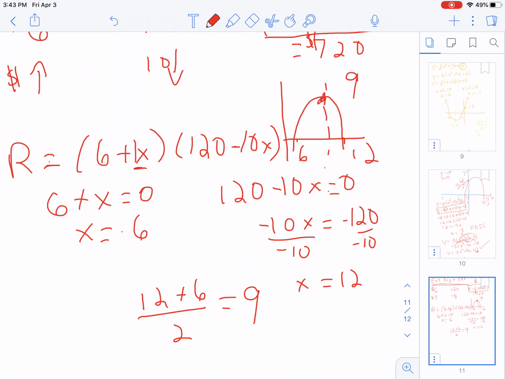Oh, oops, that's -6. That's where I went wrong. Backtrack. Sorry, guys. That's going to change everything. I thought that was high. So this becomes 12 take away 6, because it's 12 plus -6. So 12 take away 6 is 6, divided by 2 is 3. All right, that makes more sense. So my vertex is at 3. That means that's my increase. I'm going to increase the price by $3.